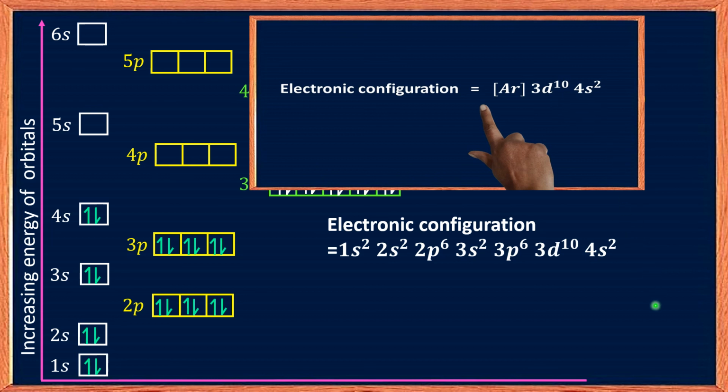Okay. So these are the electronic configurations of atoms of the elements from atomic number 21 to 30, that is scandium to zinc.